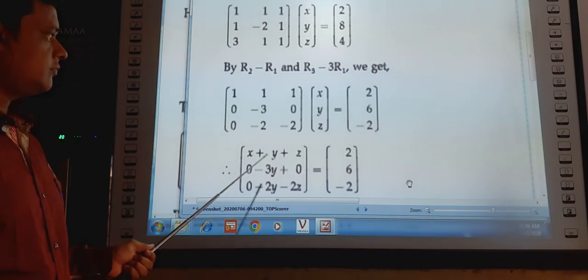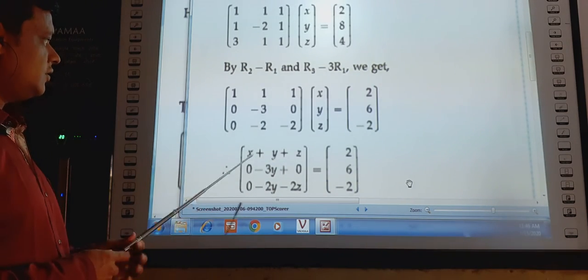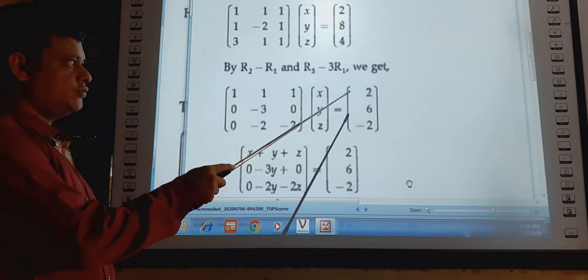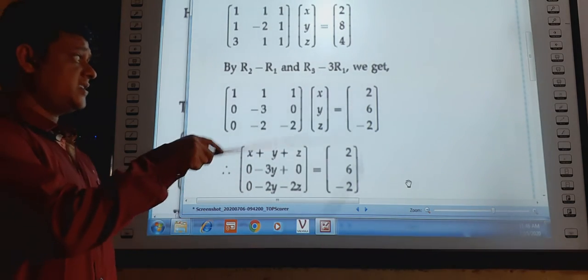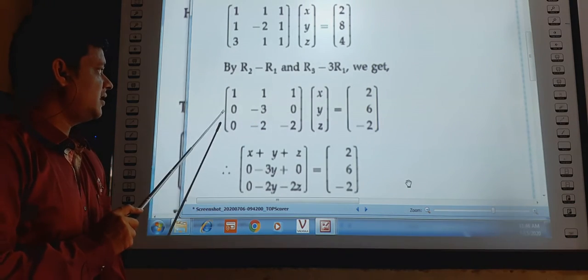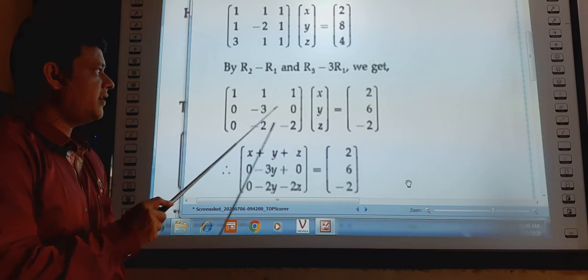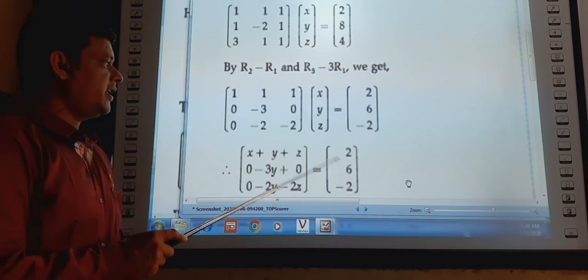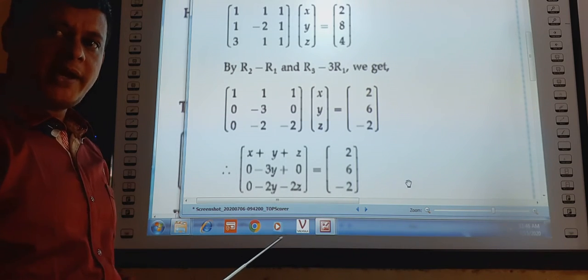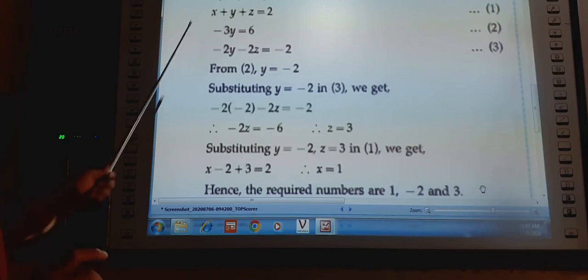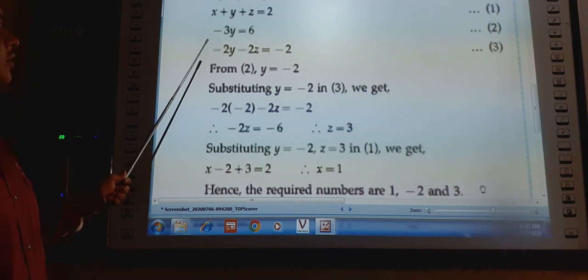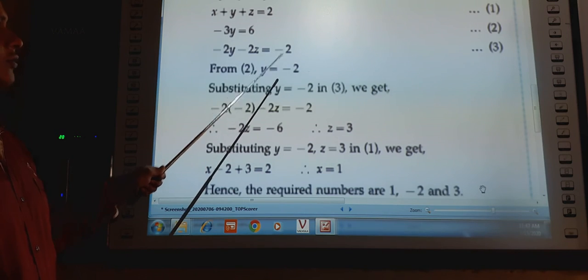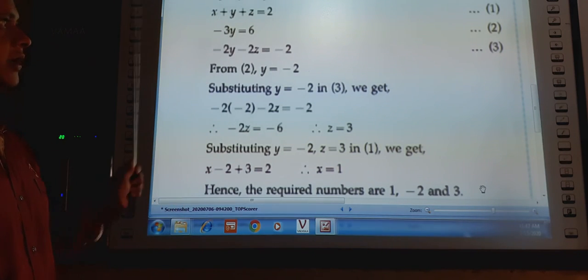matrix form in equation form. So you write x plus y plus z is equal to, on the RHS keep the elements as they are. In the second row 0 minus 3y plus 0, and 0 minus 2y minus 2z. Then after equating the matrix we get x plus y plus z equals 2, -3y equals 6, -2y minus 2z equals -2. Denote these as equation 1, equation 2, equation 3.